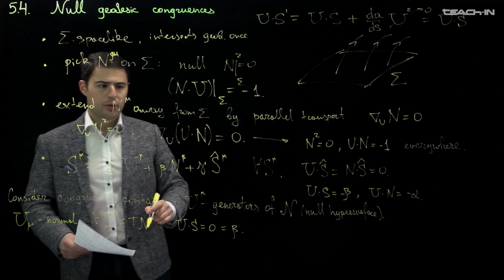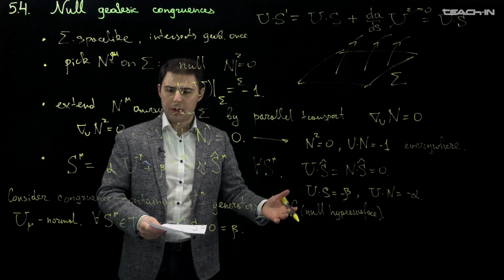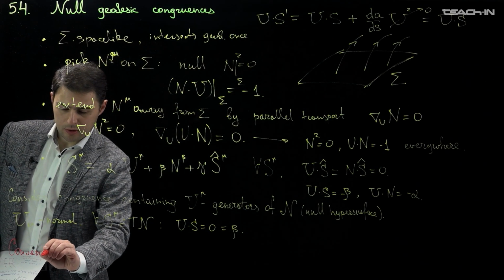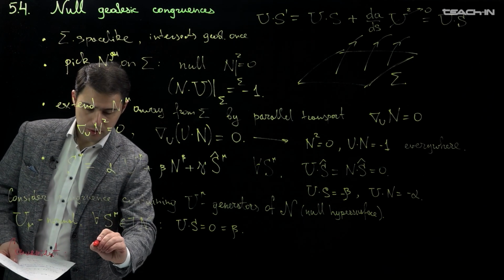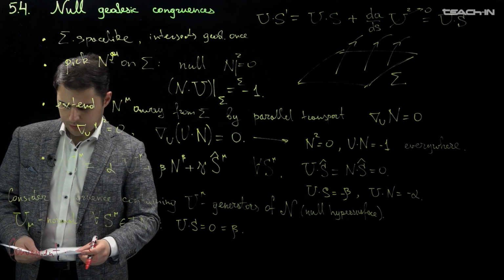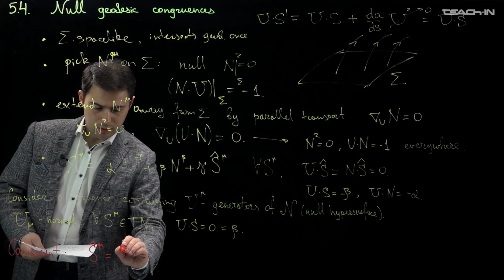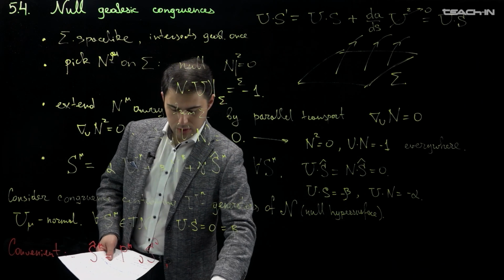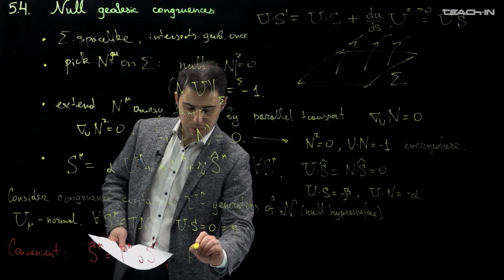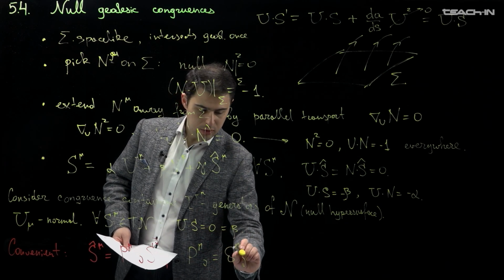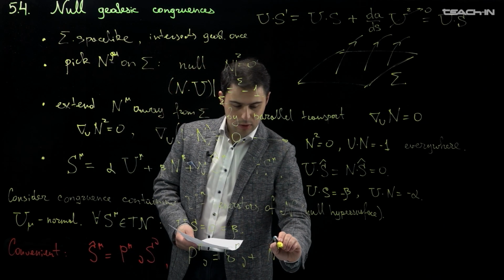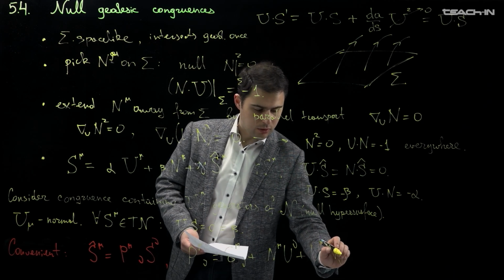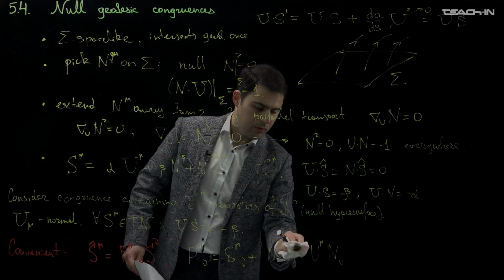Now, it is convenient to write the remaining space-like part of the vector through the projection. So it is convenient to introduce the projection. So we have S^mu equals P^mu_nu S^nu, where P^mu_nu is the projection operator. It's delta^mu_nu plus n^mu u_nu plus u^mu n_nu. And the index here should be good.